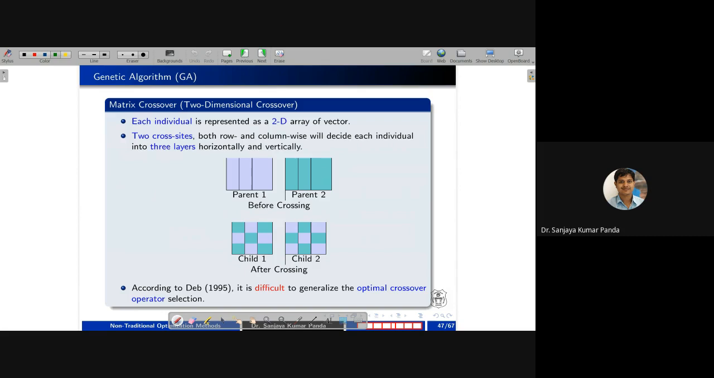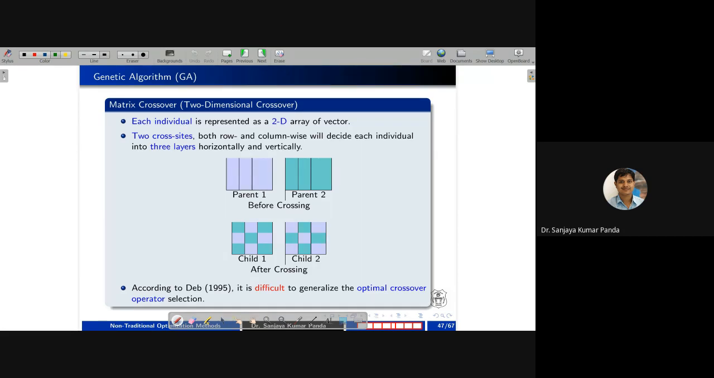Now you can go for matrix crossover also, especially those people who are working in computer vision or image processing applications. There you can apply two-dimensional crossover. In two-dimensional crossover, we take the first cell from parent one, second cell from parent two, third cell from parent one, fourth cell from parent two. Either in row major order or in column major order, you can take the features from parent one and parent two for creating child one and child two.